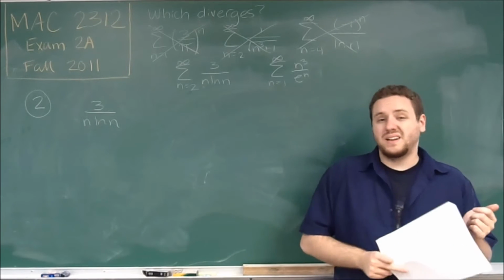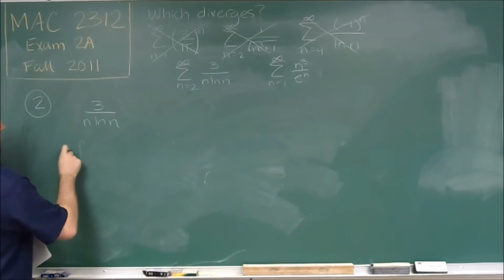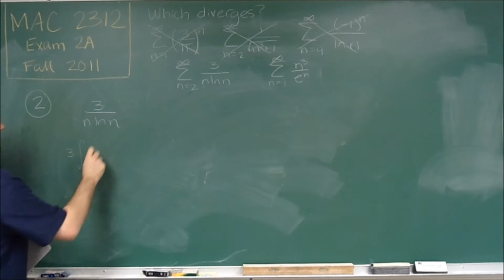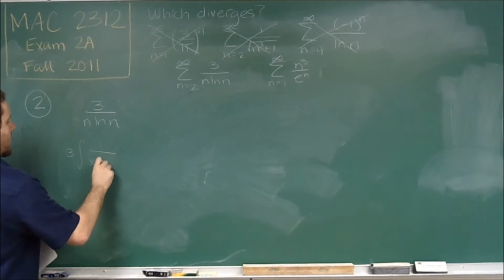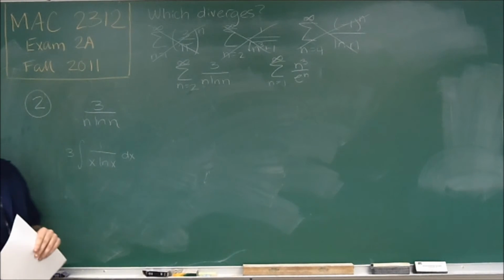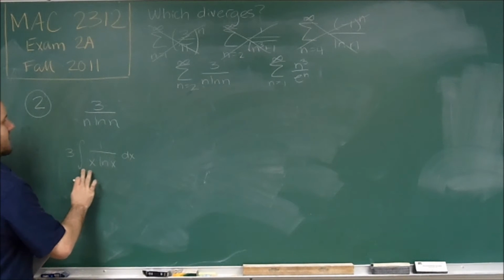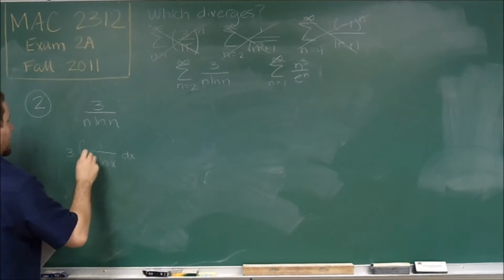Instead, what you want to recognize here is that if we converted this to a function of x and integrated it, we could put the 3 outside. We could definitely use the integral test here. Now remember, for the integral test, we want to go from, in this case, we're starting at 2.